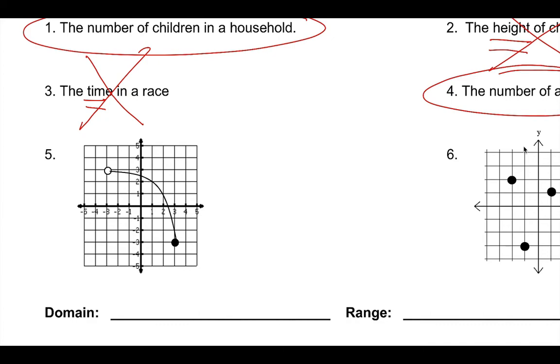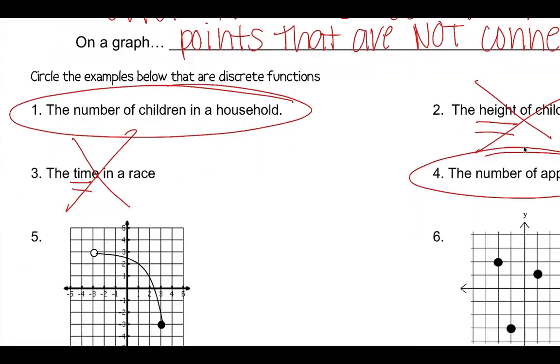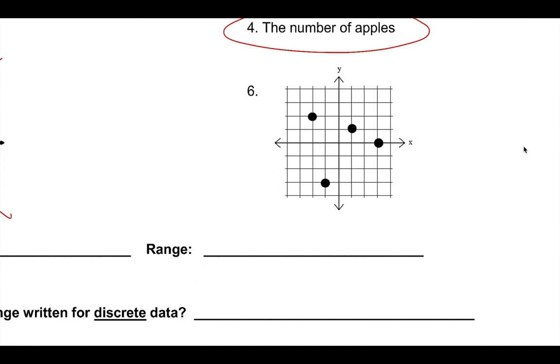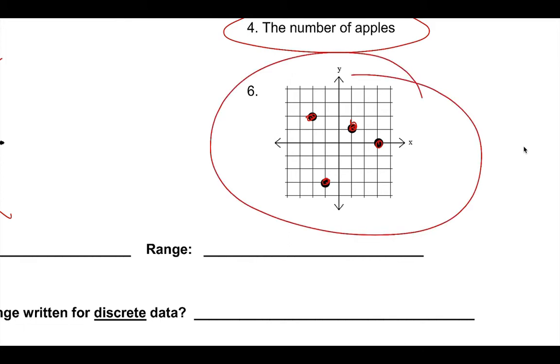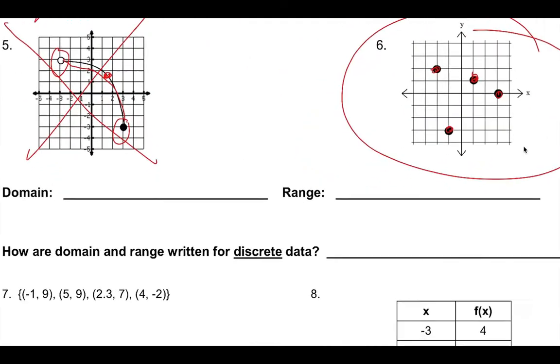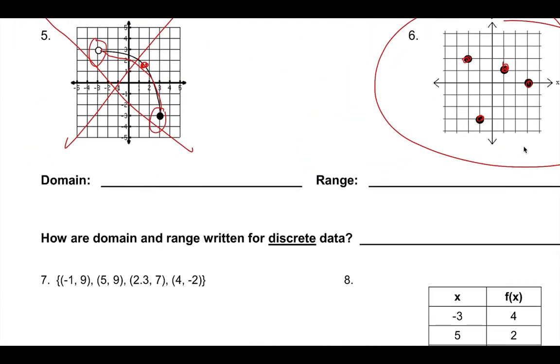Remember, like we said up here, on a graph, discrete data is points that are not connected. Look, I've got 2 points right here that are connected all along this line. So I've got points right here in the middle that are a half. They're not a whole number. So that is continuous, not discrete. Here I've got specific points that are plotted on the graph. That is discrete data. Yes. So that's discrete.